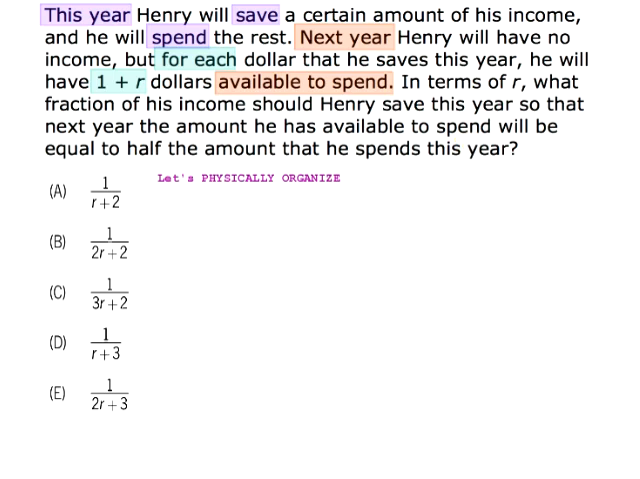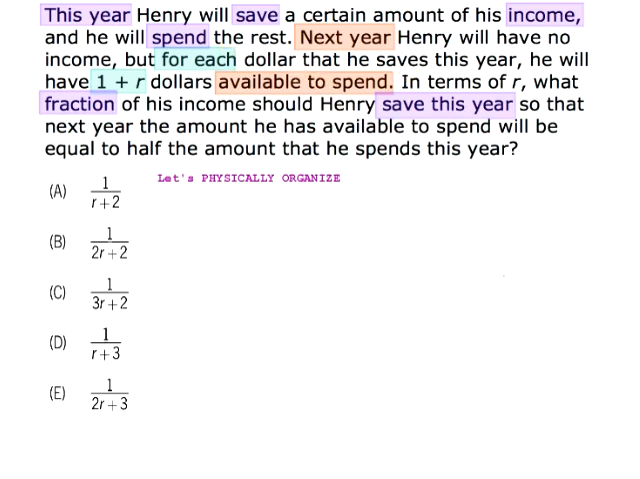And then finally, you have a fraction saved this year. So that would be this thing divided by the total income. And then let's make sure there's nothing new here. The amount he has available to spend, that's already there. And the number he spends this year is already there.